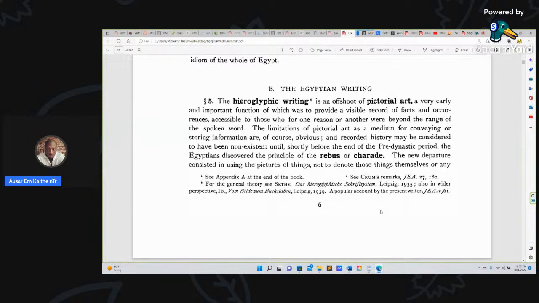We left off on section B last time, the intro. So without further ado, let's get to it. The Egyptian writing, just going to cover the different types.